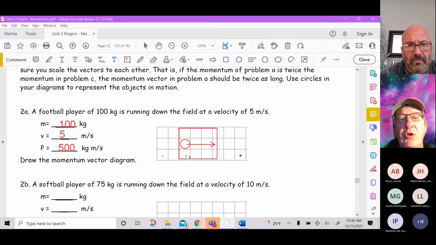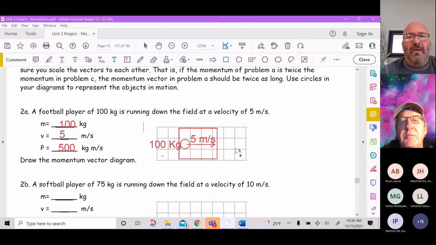Then we need three labels. In this case, I need to label the 100 kilogram mass, and I need to label the velocity, 5 meter per second velocity. I'm kind of using a big font here, probably too big for this particular worksheet.